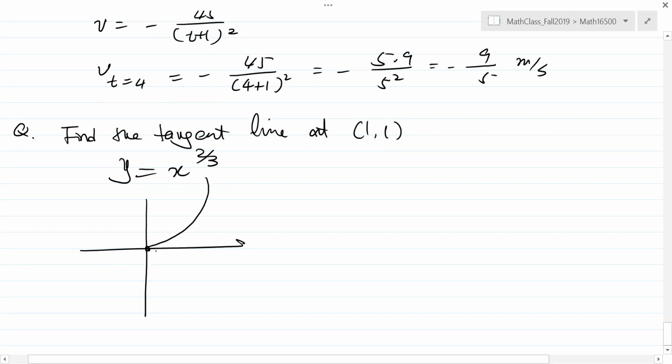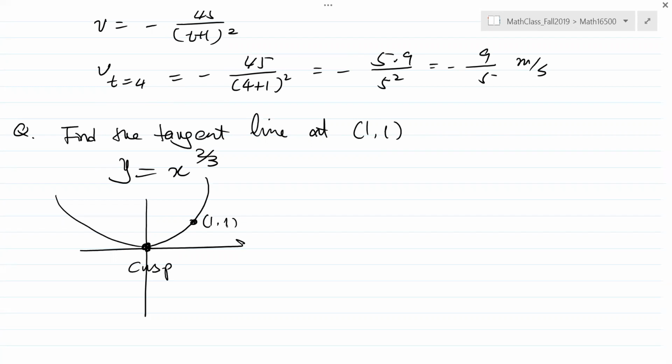When x is negative, y is also defined. Yeah, so this is also defined. So the graph has a cusp here. It's not smooth. It's not a parabola. But the function is differentiable. You can find the derivative for any number x which is not equal to 0, but not at that point.